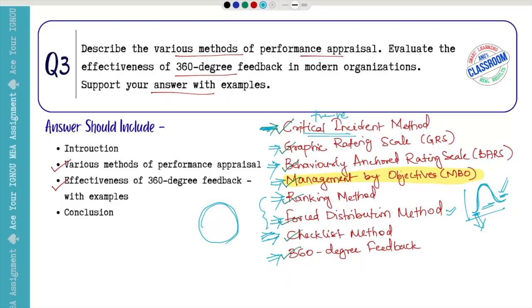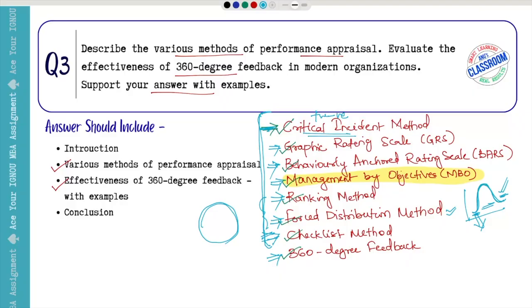Now, why has this 360-degree feedback become so popular? One reason is the breadth. It doesn't just capture what the manager sees, it reveals patterns across multiple relationships. For example, an employee might impress the manager with efficiency, but may be frustrating his peers with poor teamwork. But that gets captured in this 360-degree feedback. Traditional methods that we have discussed so far, like the critical incident method, checklist method or ranking method, will miss out on that aspect.